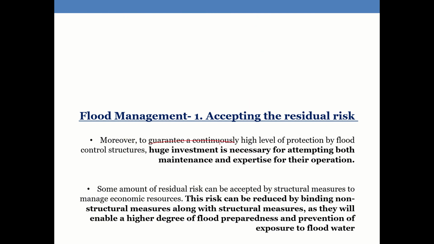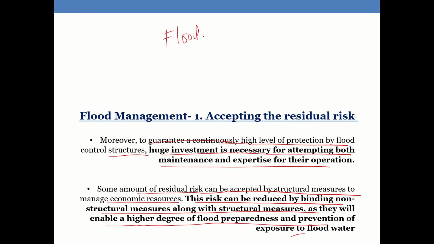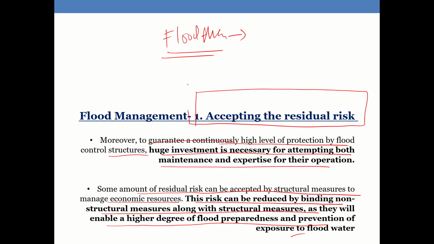Moreover, to guarantee a continuously high level of protection by flood controls, huge investment is necessary for both maintenance and so on. Some amount of residual risk can be accepted by structural measures to manage the economic loss. This risk can be reduced by combining non-structural measures along with structural measures, as they will enable a higher degree of flood preparedness. So when we prepare the city for floods, one of the first things we should do is accept that even after structural and non-structural interventions are in place, there will be issues.